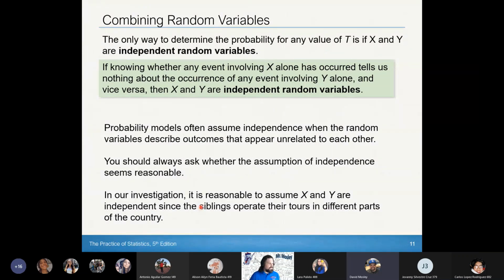In our investigation, it is reasonable to assume x and y are independent since the siblings operate their tours in different parts of the country. It's part of the problem context that was not provided previously. Since these tour companies are not in the same area, they're not taking business from each other, so it's reasonable to assume that they're independent. So we can calculate probabilities.